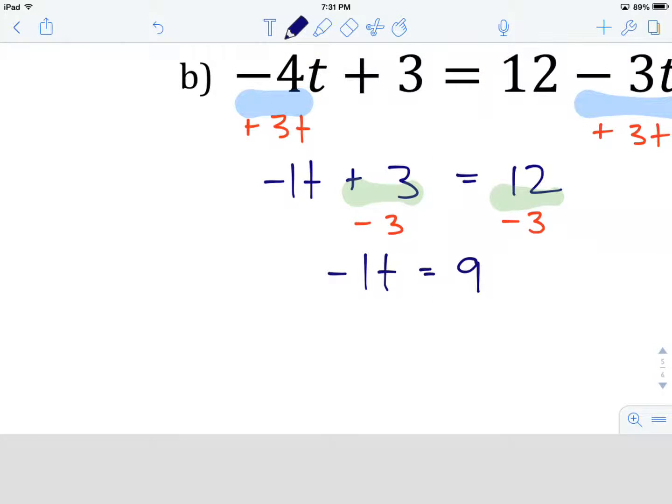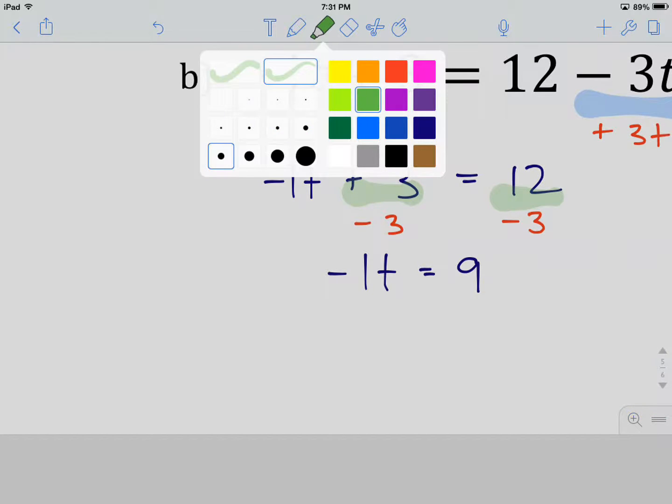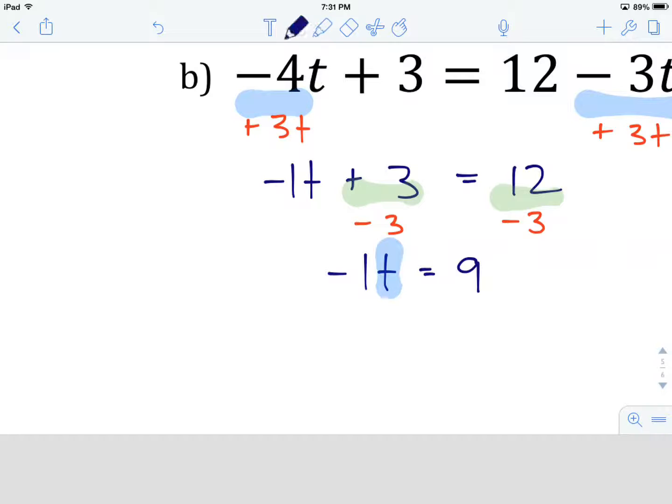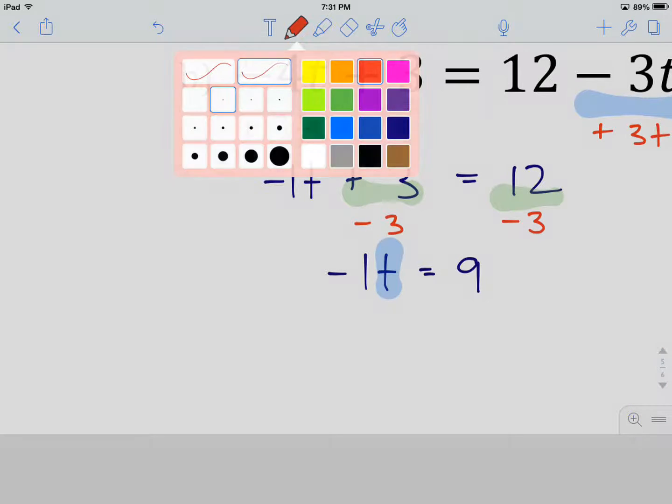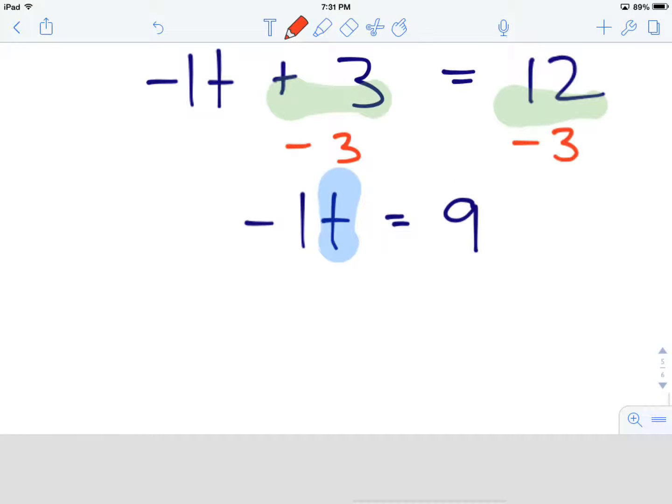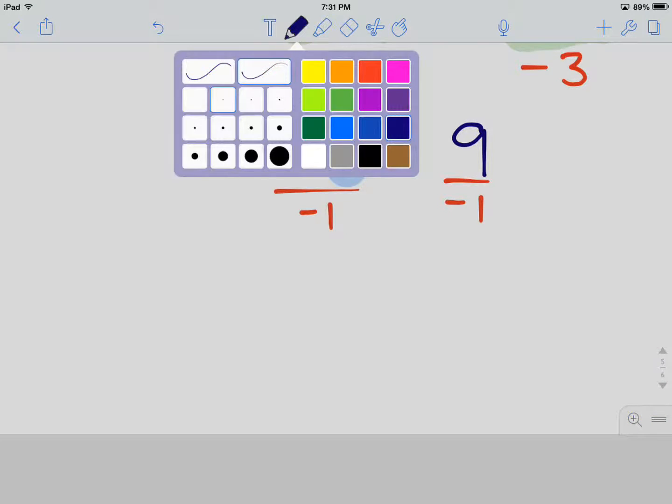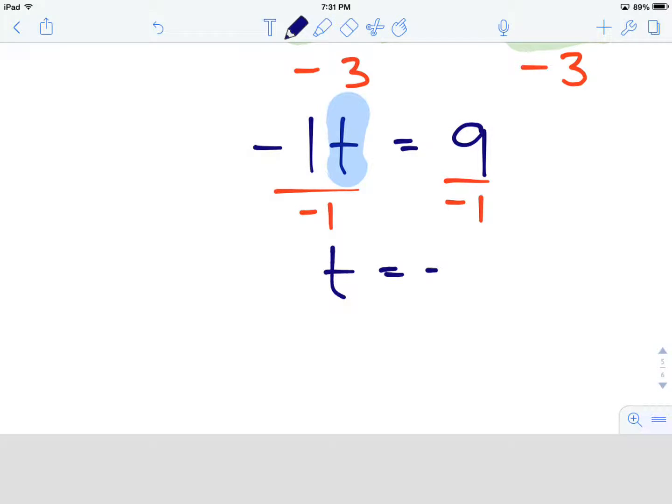So now we don't have any more like terms. Now we're going to go about solving. So there's our variable. Our variable is t. And what's happening to t? It's being multiplied by minus 1. How do we undo that? Divide by minus 1. That means our answer is going to be t equals negative 9.